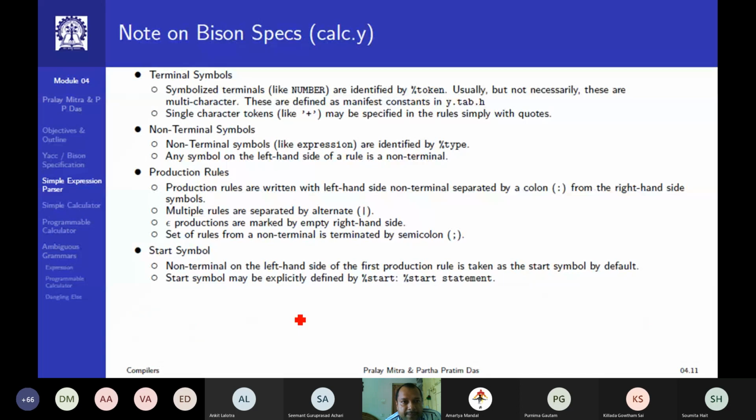So this is what we have mentioned, some notes on the Bison specification. A single character token like addition may be specified in the rule simply with quotes, as of now. Symbolized terminals like number are identified by %token. Non-terminals like expression are identified by %type. It has not yet come. When we consider the identifier or variable, then this %type will come. But we have seen %token, the symbolized terminals which are identified by that. The rest of the things we discussed.